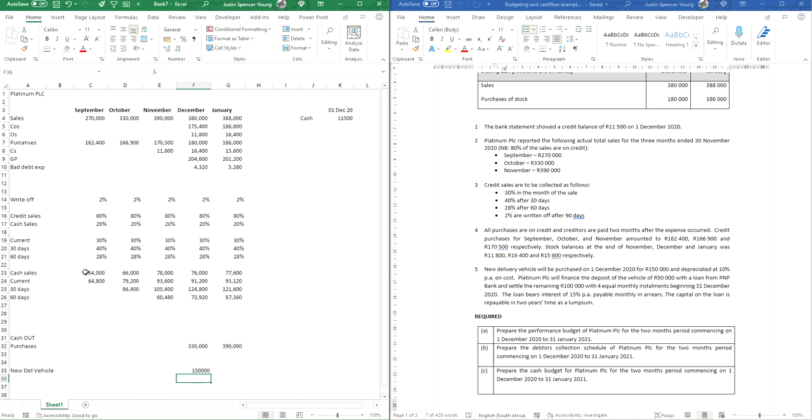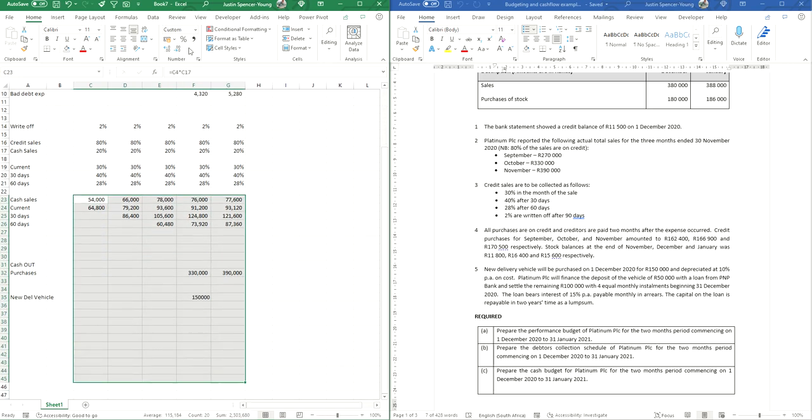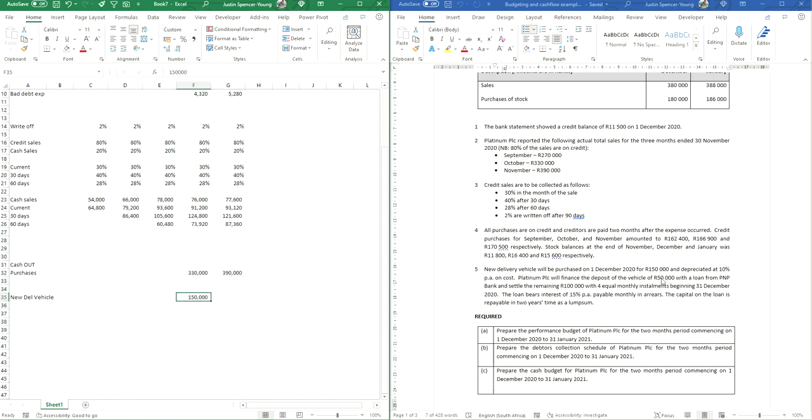Okay, we need to just do a little bit more formatting here because we haven't done that. I just wrote that number in because it's depreciated at 10% per annum. Let's put a percent there. Oh, sorry, I deleted what was in there. 10%. Change the formatting. There we go.